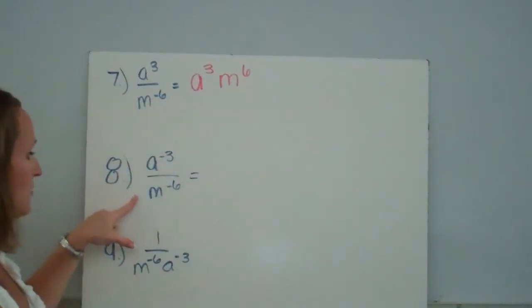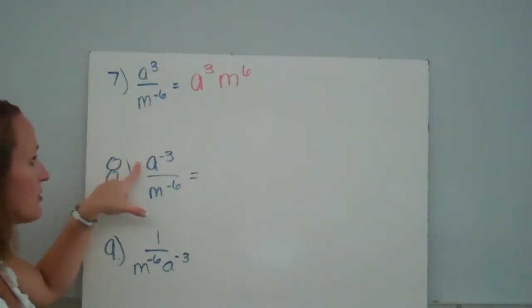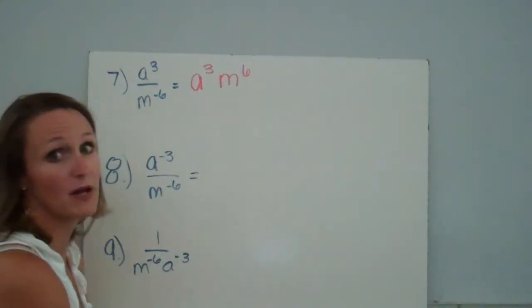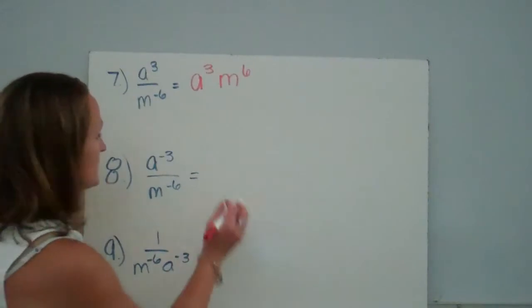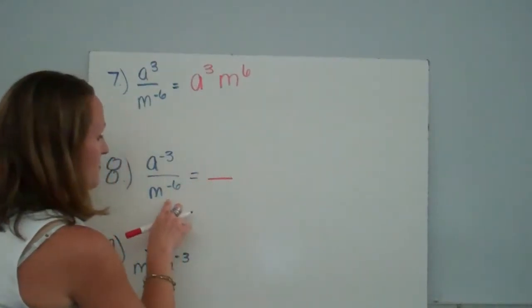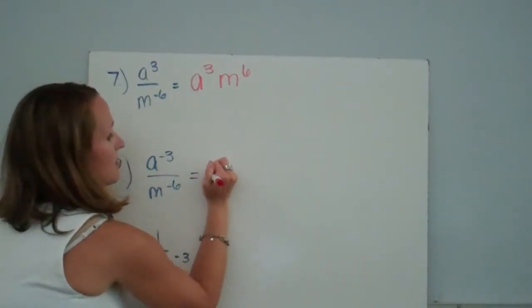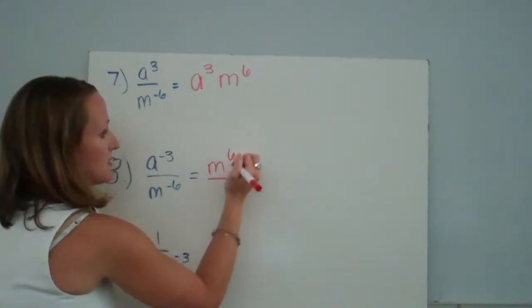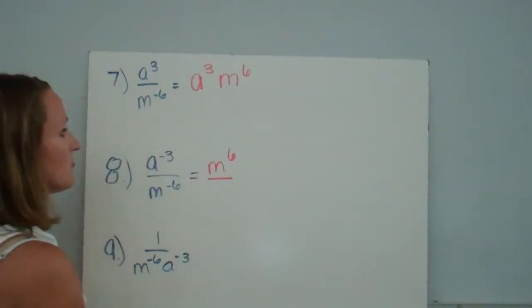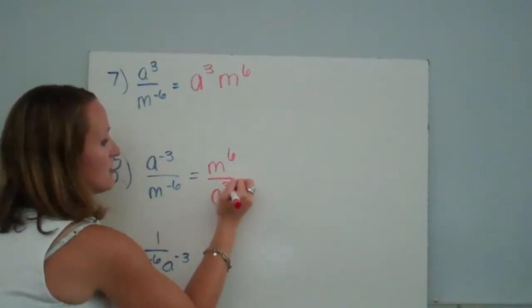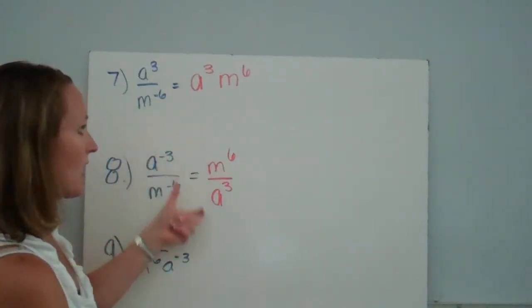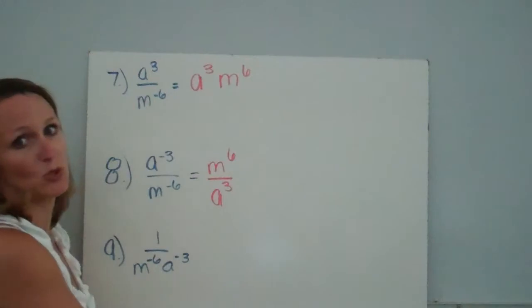Alright, so what are we going to do here? I have a negative exponent up top and a negative exponent on the bottom. They're going to switch places. I'm going to end up moving my m to the negative 6th up, and it will of course become m to the 6th. And then I'm going to move my a to the negative 3rd down, and it becomes a to the 3rd. I have no negatives, so my answer is done.